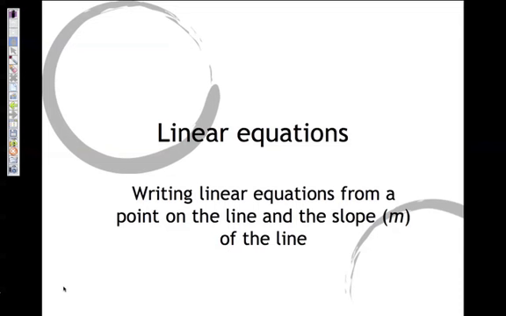Okay, so the next thing we want to review in linear equations is writing the equation when we have a point on the line and the slope of the line. What I just said should sort of scream out at you: point slope, point slope. I'm going to use the point slope form of the line here.